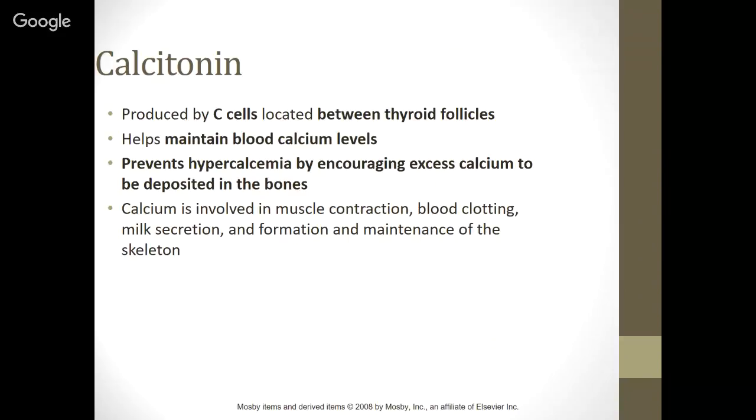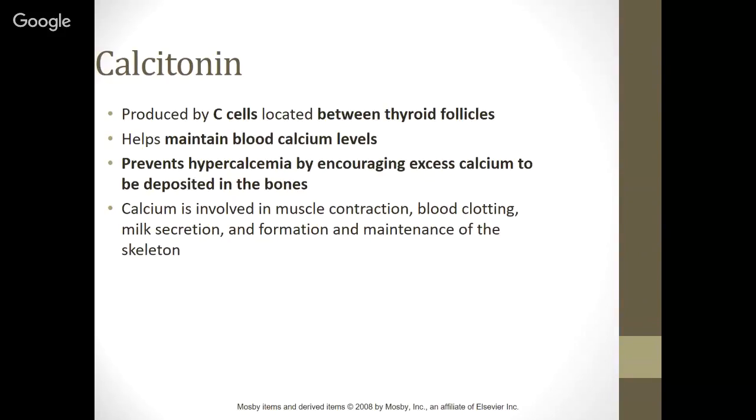Calcitonin is another hormone that's produced within the thyroid. It's produced by C cells located between the thyroid follicles, and it helps to maintain blood calcium levels. It prevents hypercalcemia by encouraging excess calcium to be deposited in the bones. So when there's too much calcium in the blood, calcitonin kicks in and puts the calcium into the bones. Calcium is involved in a lot of different functions in the body: muscle contraction, blood clotting, milk secretion, and formation and maintenance of the skeleton.